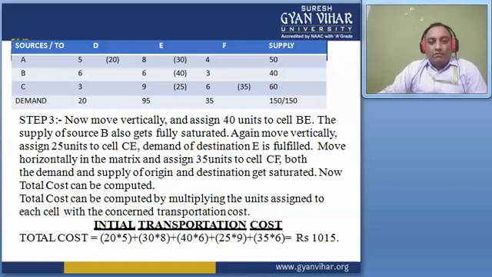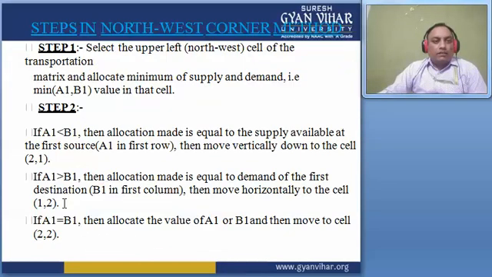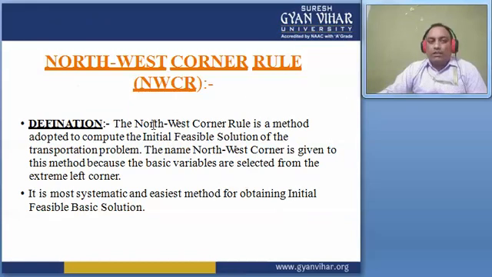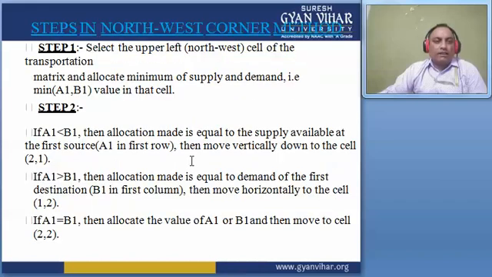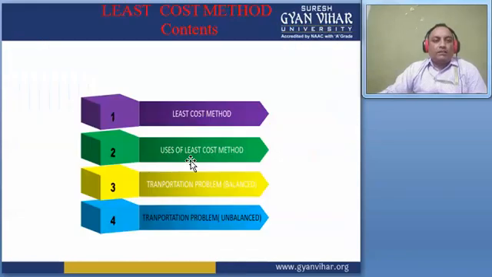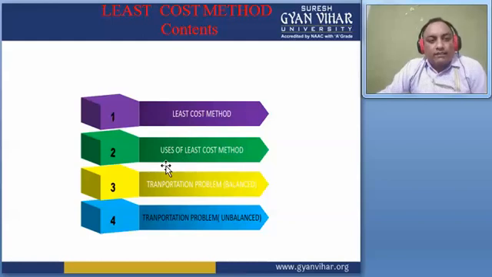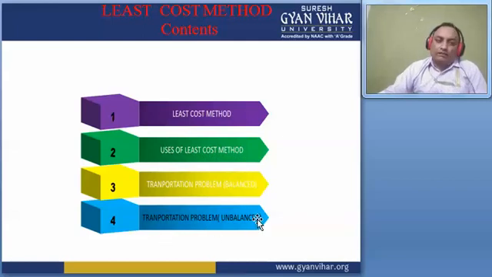This is the problem related to the northwest corner rule method. And what is the second method? The second method is the least cost method. Here you consider only the least cost. The least cost method is used for both balanced and unbalanced transportation problems.